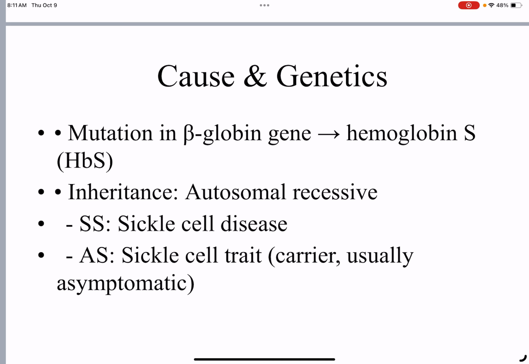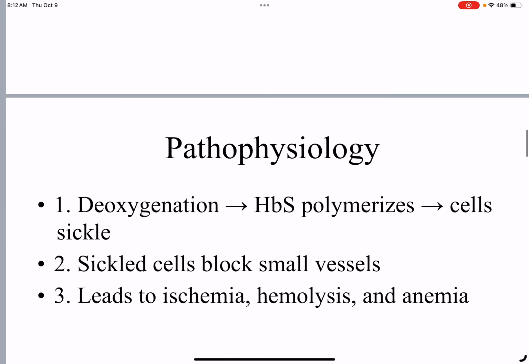If you are a carrier, you only have one abnormal gene and one gene that is normal. So you don't at that point have sickle cell disease, but you are a carrier. You are asymptomatic. And what that means is that you are capable of giving someone the abnormal S gene. That's what I want you to take away from this slide.